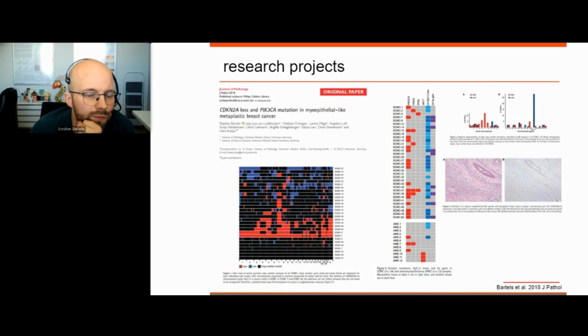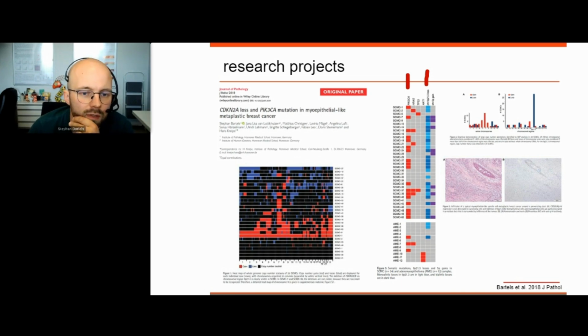So this is another study from our lab in cooperation with our human genetic department. There we analyzed a cohort of myoepithelial-like metaplastic breast cancer cases, and the ancestor lesion of these carcinomas. And we could show that these metaplastic breast cancers share PIK3CA mutations and a loss on chromosome 9 on the long arm. Maybe you can see this thin blue line here in most of the samples. It's the region of P16 CDKN2A and P15 CDKN2B, and this region is deleted in most of these samples.